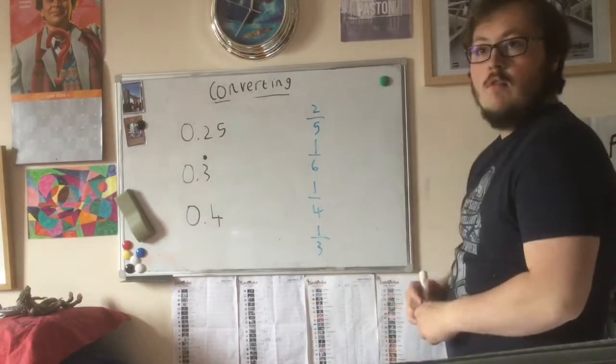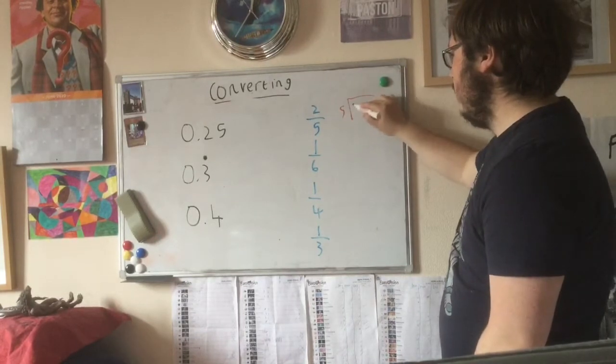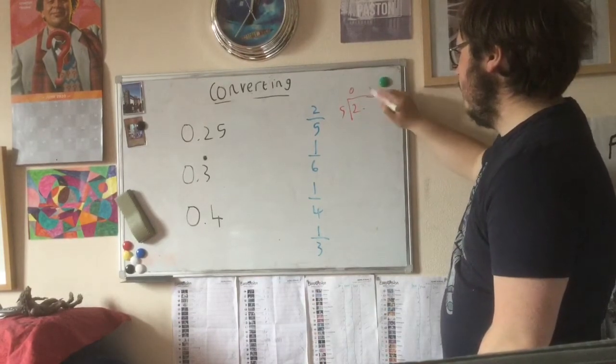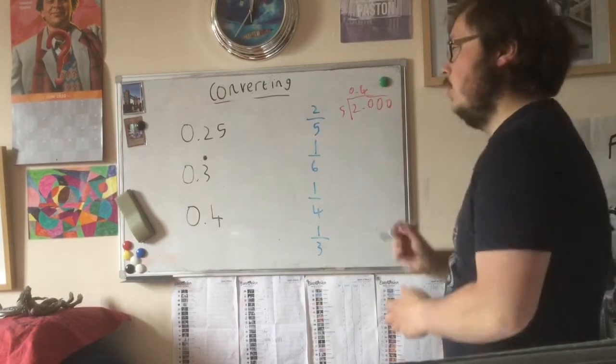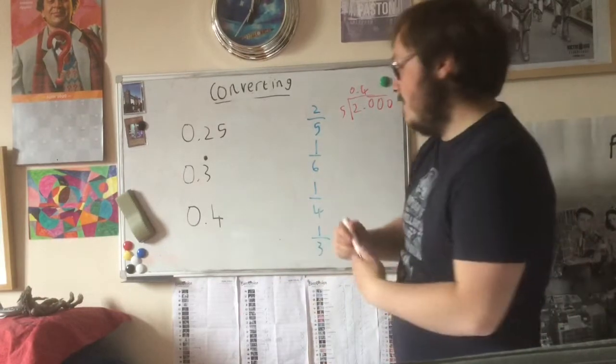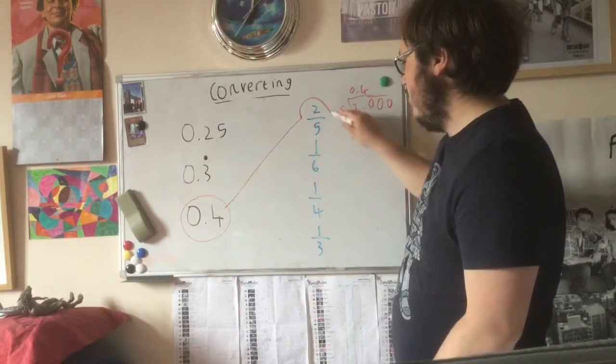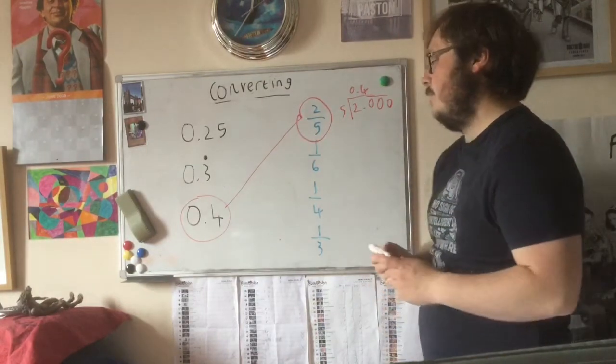Let's start with the 2 over 5. Well, the 2 over 5 when converted, we do the 5 here and the 2 here. When it's converted it becomes 0.4. Does it match with any of the decimals here? Yes, it does. 0.4 matches with 2 over 5.